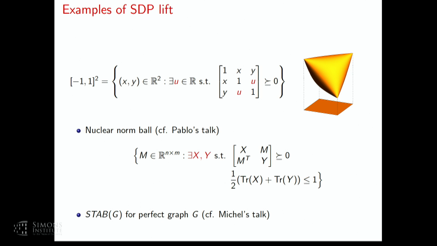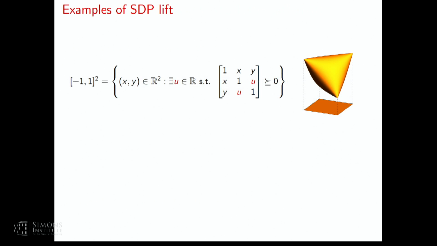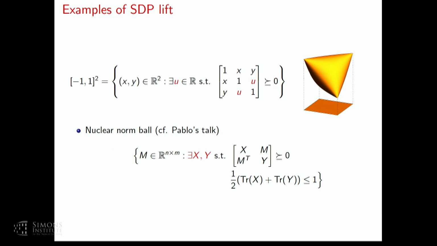There is one key difference between LP extended formulations and SDP extended formulations: you can actually get convex sets. In the LP world, if you take a polytope and you project it, you get another polytope. But here you can potentially get convex sets that are not polytopes, and so we saw the nuclear norm ball.